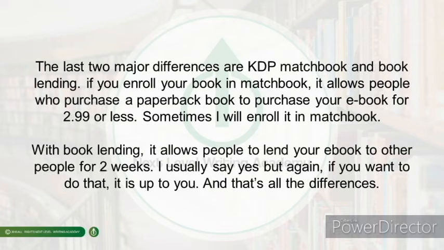The last two major differences are KDP Matchbook and book lending. If you enroll your book in Matchbook, it allows people who purchased a paperback copy of your book to also purchase an ebook for $2.99 or less. And sometimes I will enroll it in Matchbook. And with book lending, it allows people to lend your ebook to other people for 2 weeks. Usually I say yes, and that's completely up to you if you want to do that. And that is it for all of the differences between ebooks and paperback books.